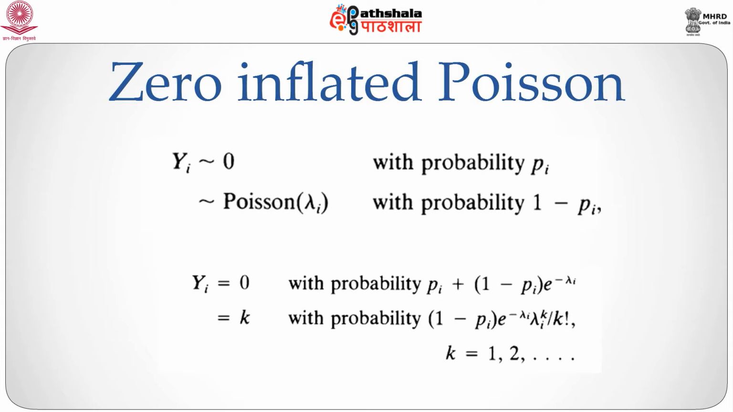So thus yi follows a distribution such that yi is equal to 0 with probability pi plus (1 minus pi) e to the power minus lambda i, and equal to k with probability (1 minus pi) e to the power minus lambda i times lambda i to the power k by k factorial, for k equal to 1, 2 and so on.